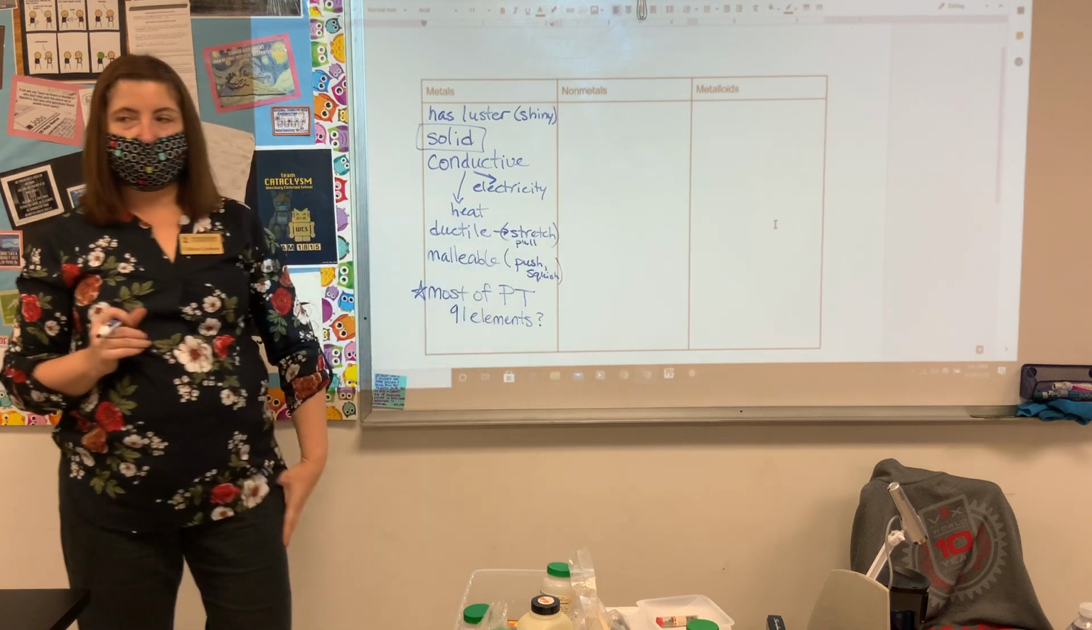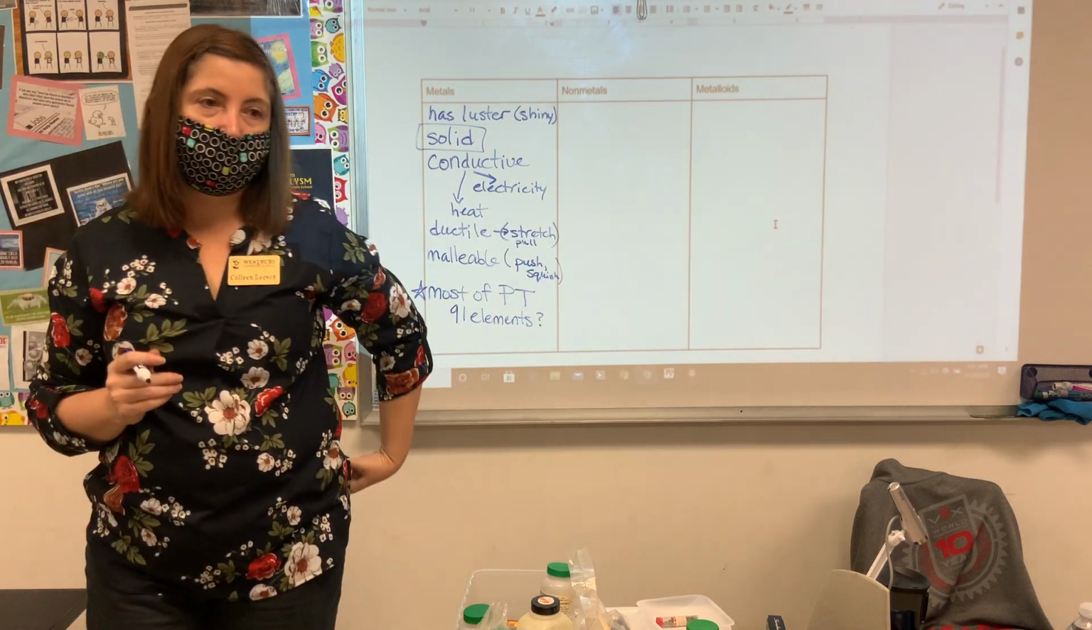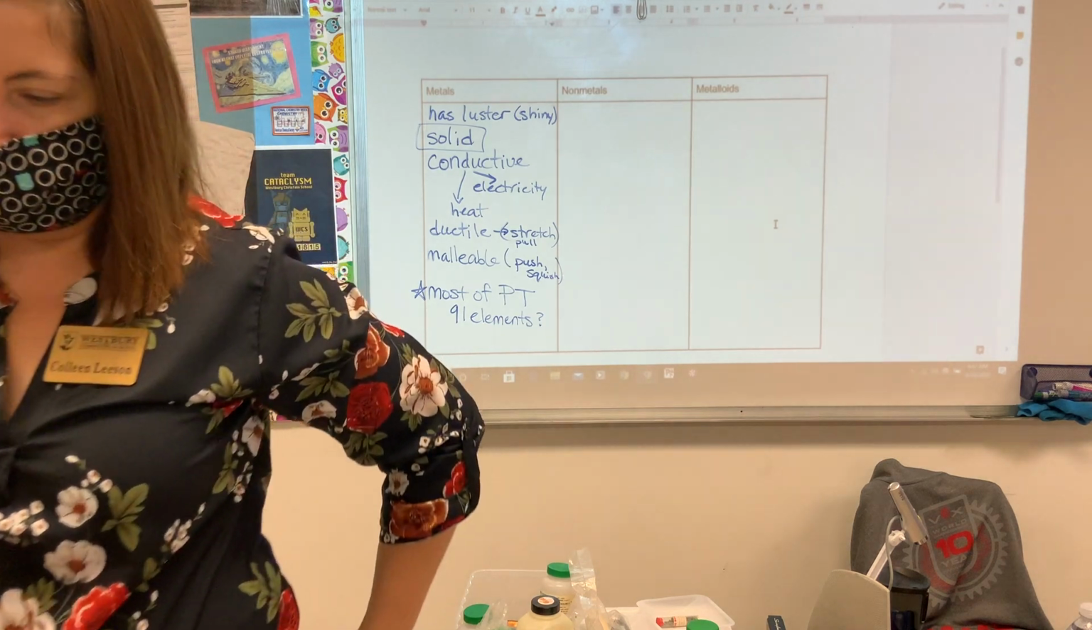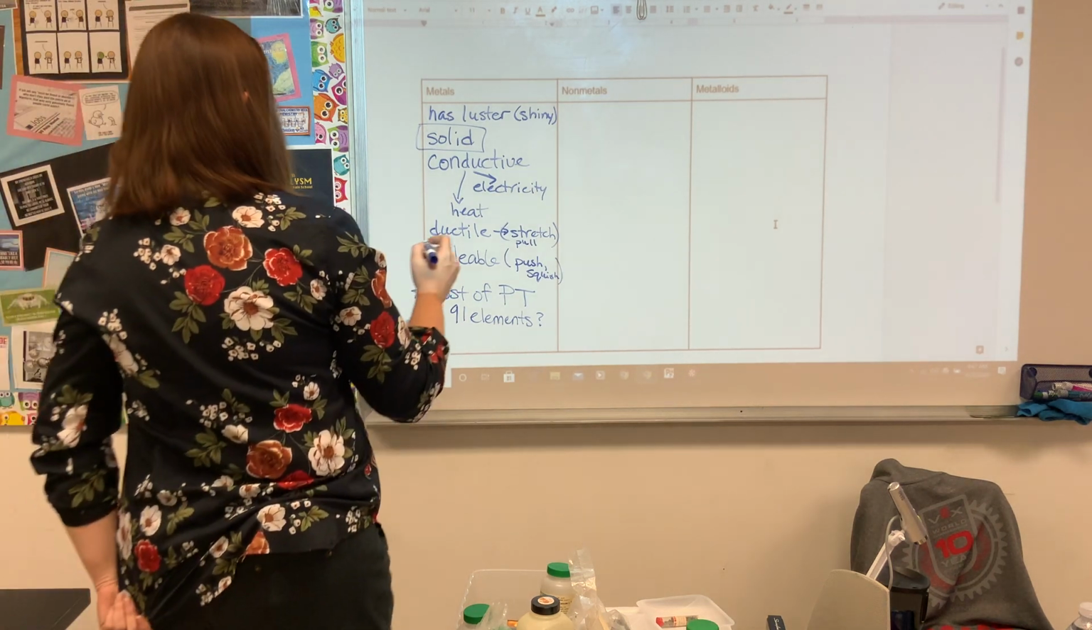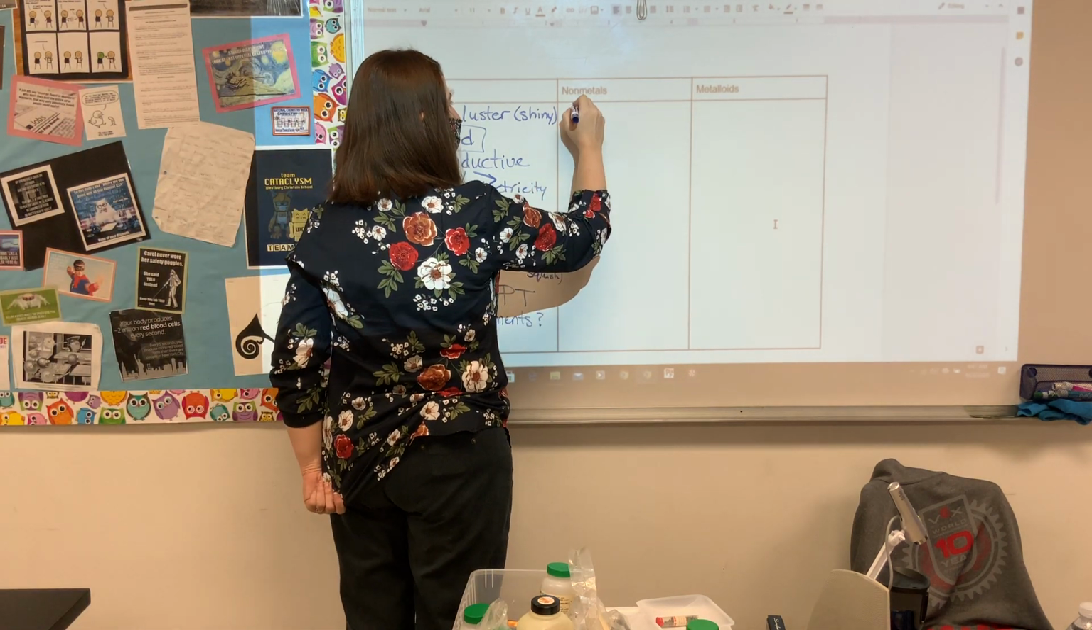What do we know about nonmetals? Jack, can you give me something that's true about nonmetals? They're brittle. They're brittle. I thought that was for metalloids.